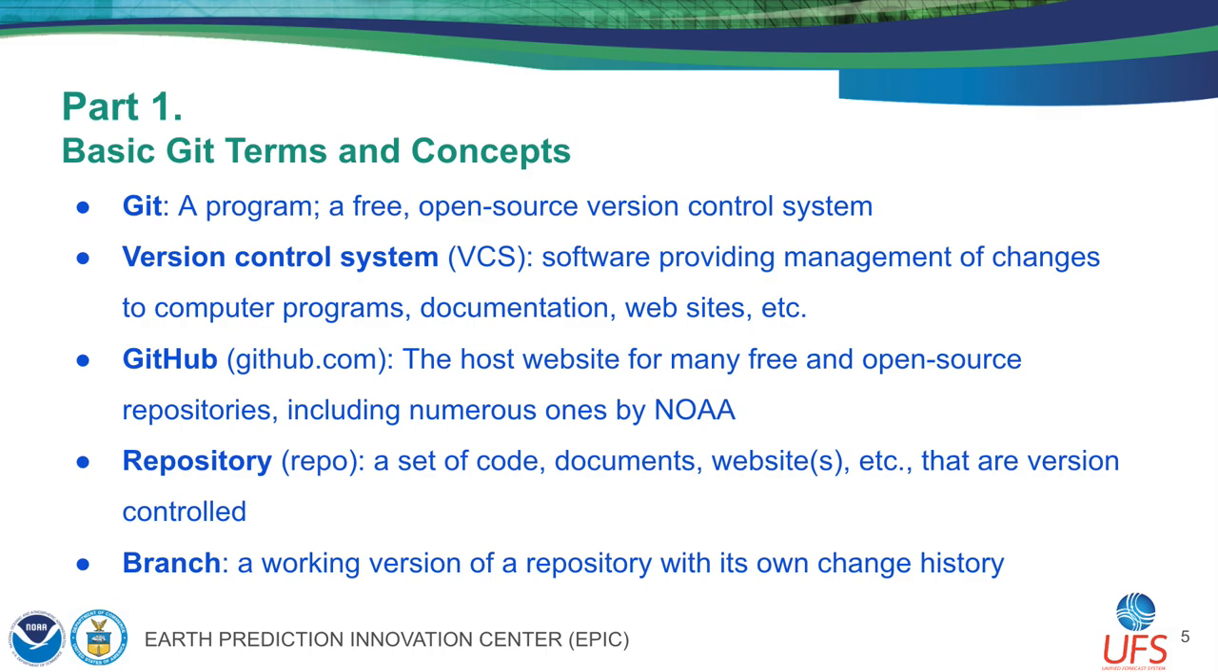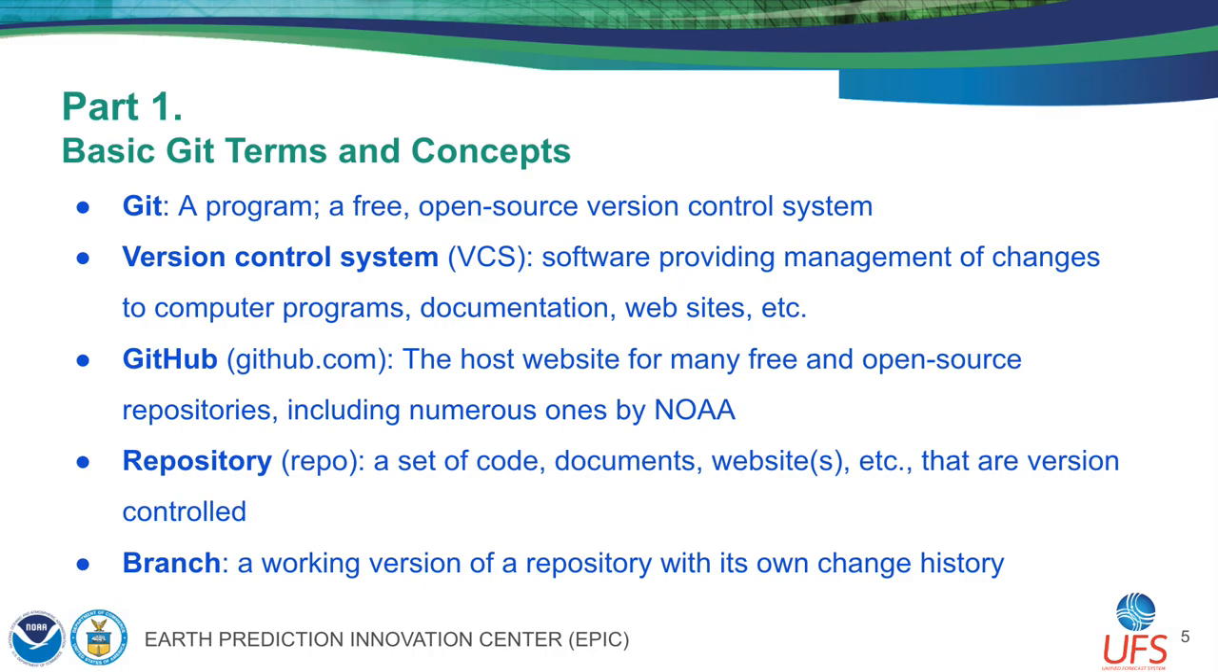You can interact with GitHub using Git, either a command line interface or the GUI Git system. However, we'll be using exclusively the command line interface in order to better understand the main concepts. After knowing the command line interface, you can easily switch to the GUI version. The next term is repository, or repo for short, which is a set of code, documents, or websites that are version controlled by Git.